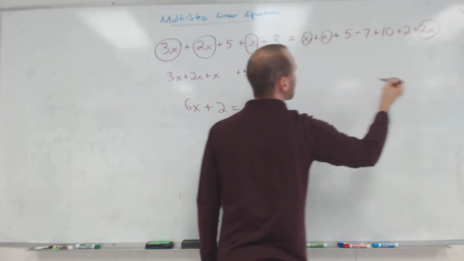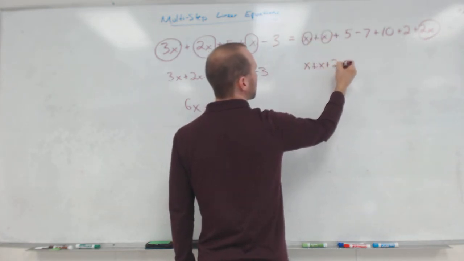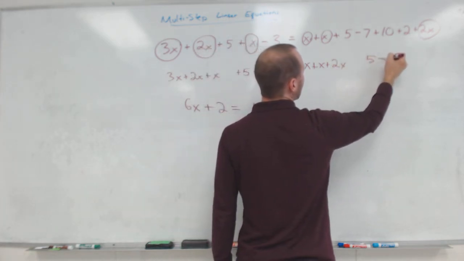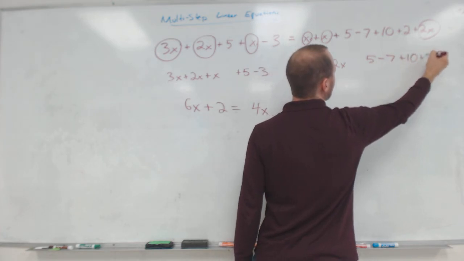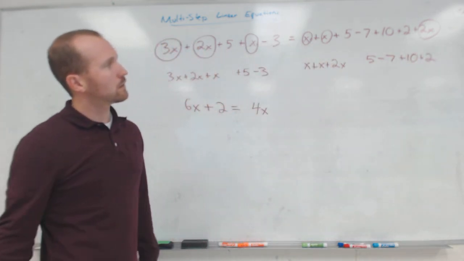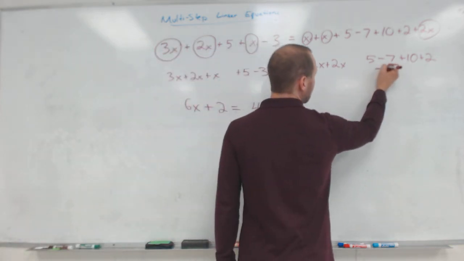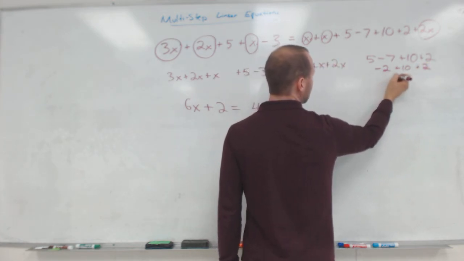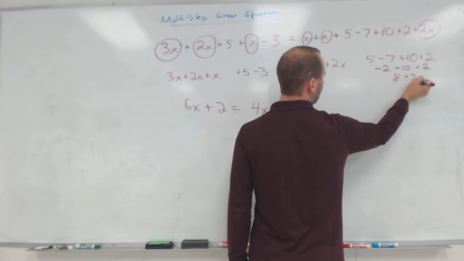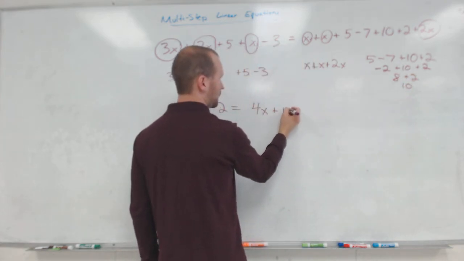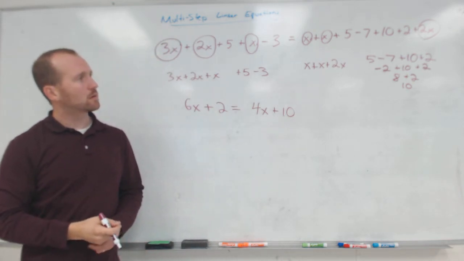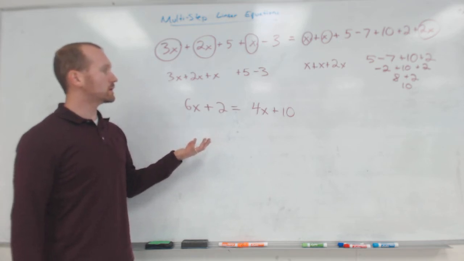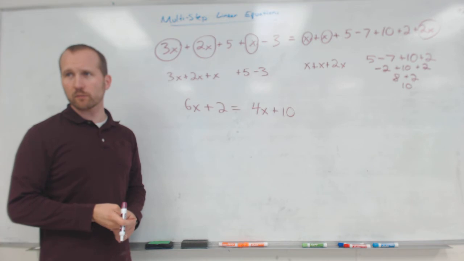and 2x, which makes 4x. And then we've got 5 minus 7 plus 10 plus 2. Wow, yeah. 5 minus 7 is negative 2 plus 10 plus 2. So negative 2 plus 10 is 8, and then we have plus 2 again. Now it's pretty clear which side has the lower number of x's, right?